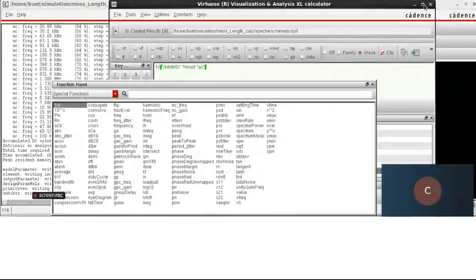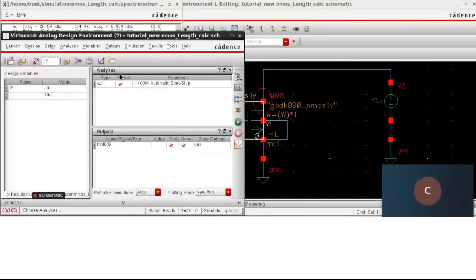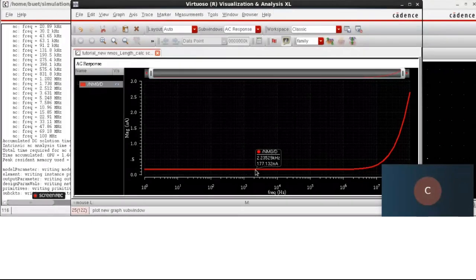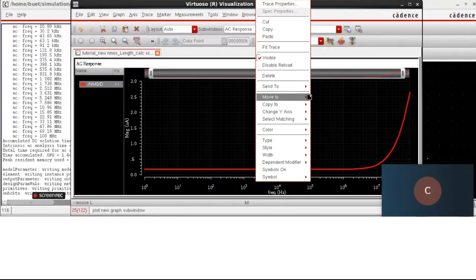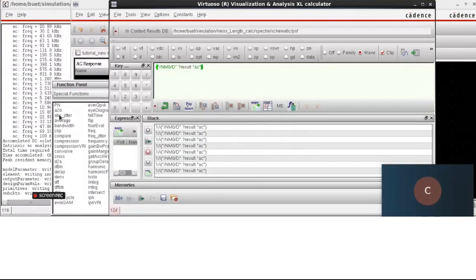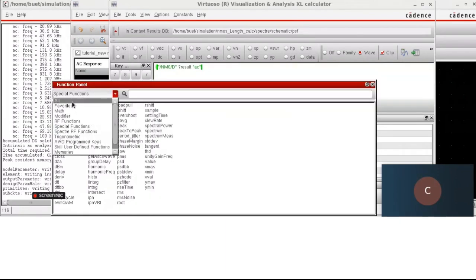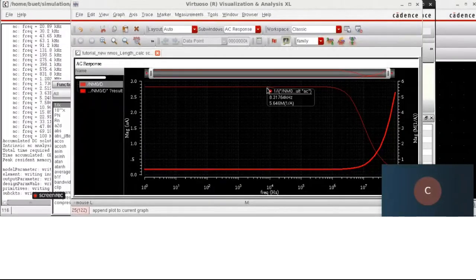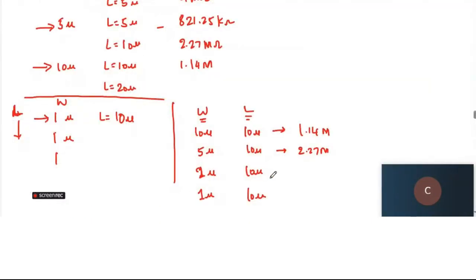Let's revalidate it. I'm just closing the calculator. If you see, anyhow, the value of L is very, very large as compared to W. So obviously, we are supposed to get a larger value of resistance. How much large? Let's see. 5.64 mega ohm. So I'm seeing here.